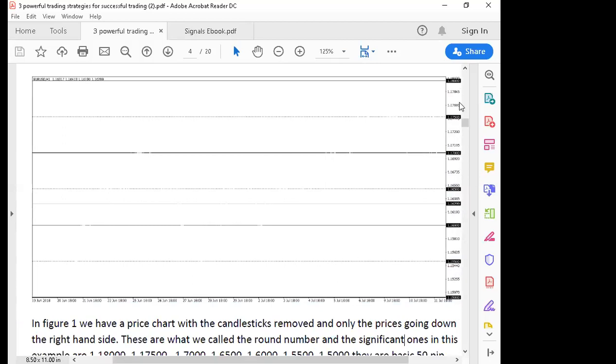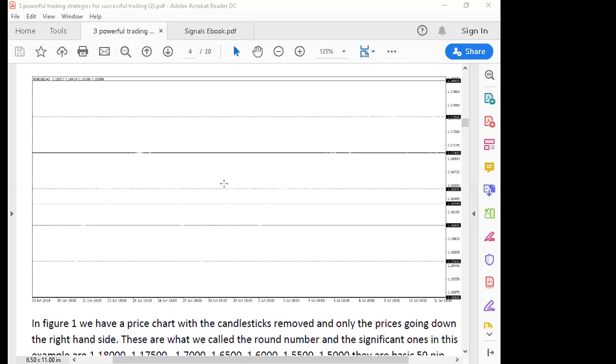Okay, so on the right hand side, I think this is the euro dollar on the 1 hour time frame. Obviously, that is basically irrelevant at this point. But you can see on the right hand side, we have prices going down: 1.1800, 1.1750, 1.1700, 1.1650, 1.1600, 1.1550, and 1.1500. Now one thing these prices do have in common is that they are round numbers or big figures, and these, as we'll find out during the course of the session, are very significant.